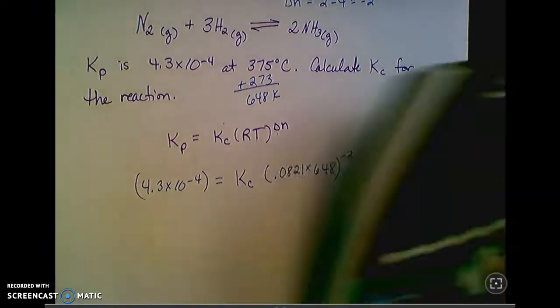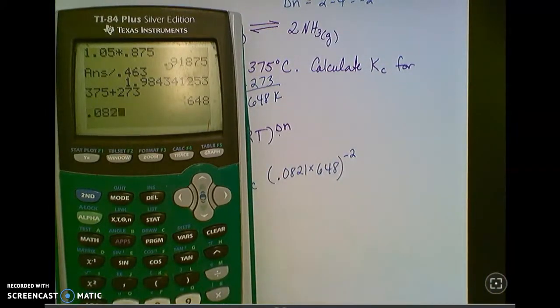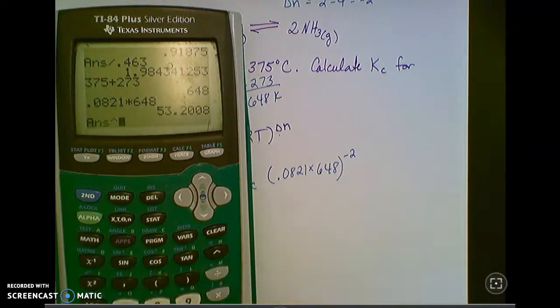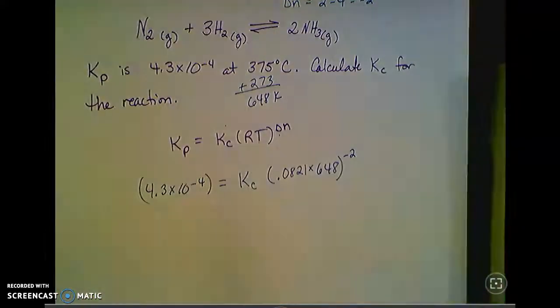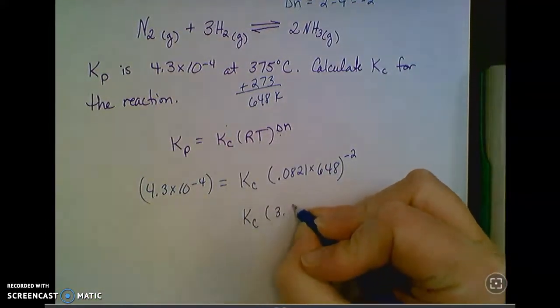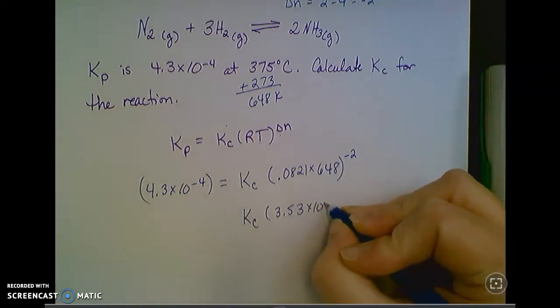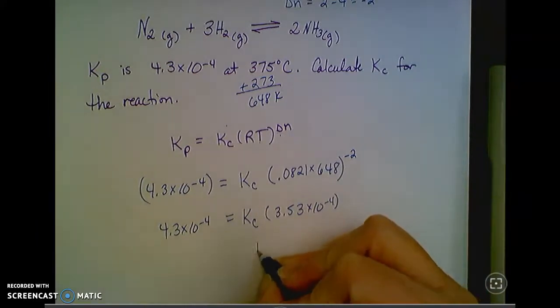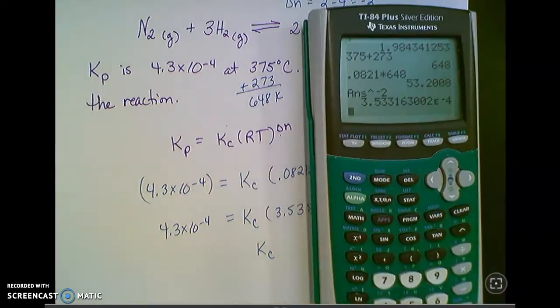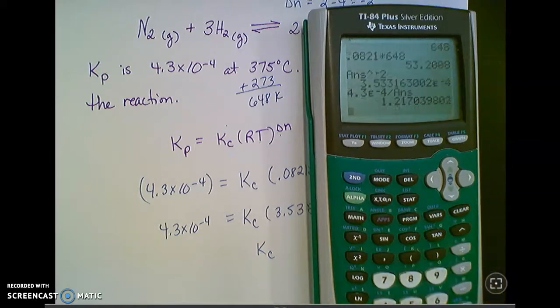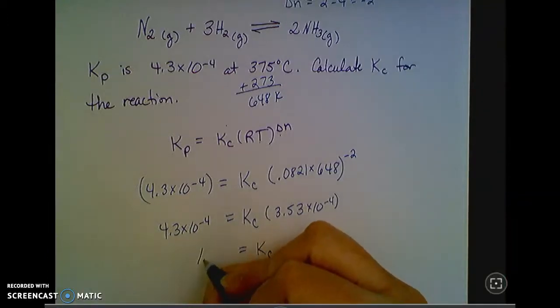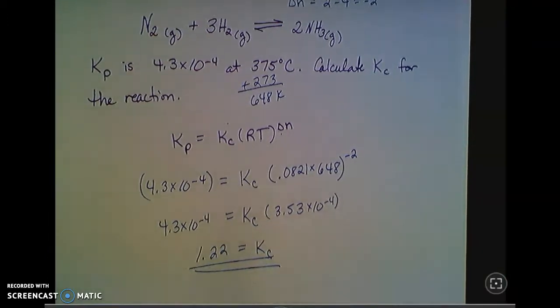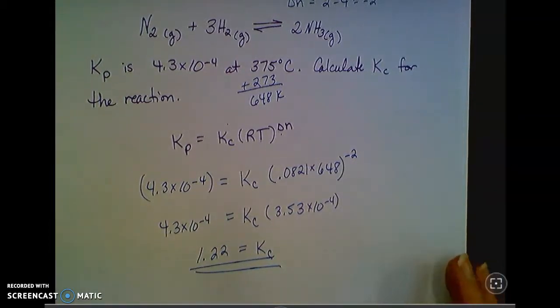Then it's just a matter of simplifying your equation. So I'm going to do this part first. 0.0821 times 648. I'm going to raise that to the -2 power. So I get Kc times 3.53 times 10 to the -4th equal to 4.3 times 10 to the -4th. And so if I divide both sides by that, I get 1.22. And so simple as that. Again, it's just a little bit of math that you have to be careful not to get too bogged down in, but it's not a difficult calculation.